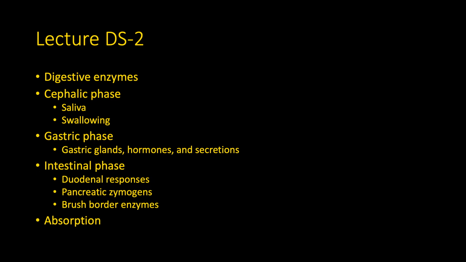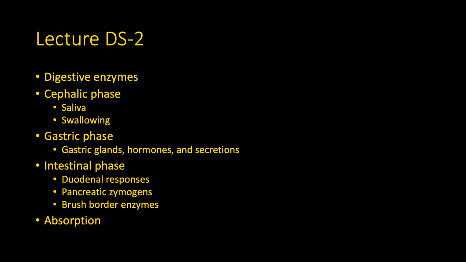We'll begin with the cephalic phase, which will involve what goes on in the head and neck area. We'll spend some time talking about saliva and swallowing. We'll then get into the gastric phase, which is what goes on in the stomach. We'll talk about the gastric glands and the hormones and secretions they make, including stomach acid and pepsin and intrinsic factor.